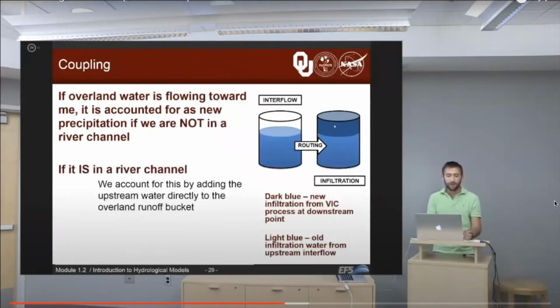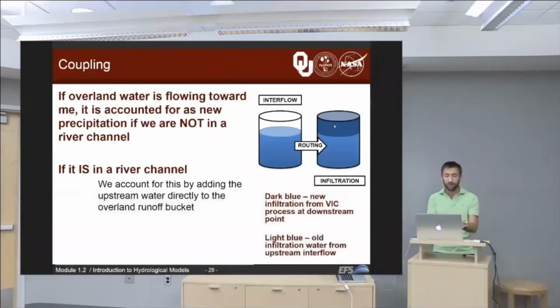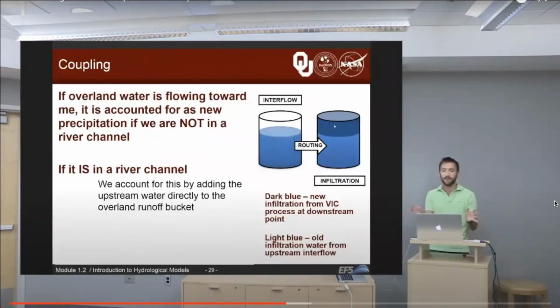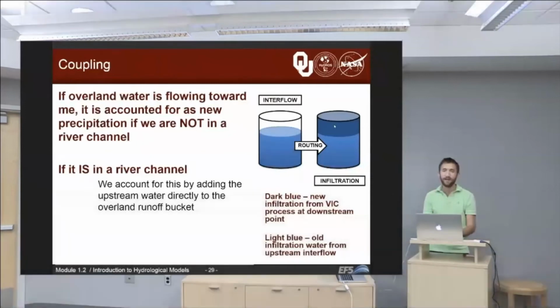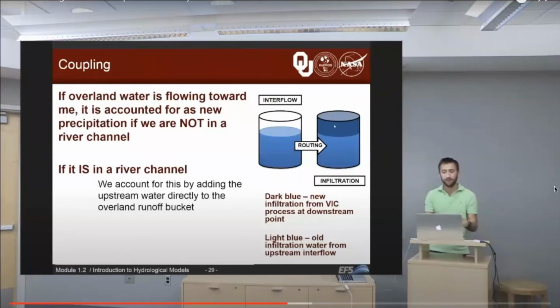And if we're not in a river channel, that's how it works. It just works as new precipitation. If it is in a river channel, we skip all the transpiration and everything else, and we just very simply add the upstream water that's already in the river to the downstream point. So if overland water flows toward me, it is accounted for as new precipitation, unless we are in a river channel.